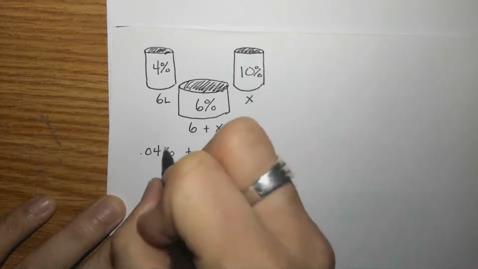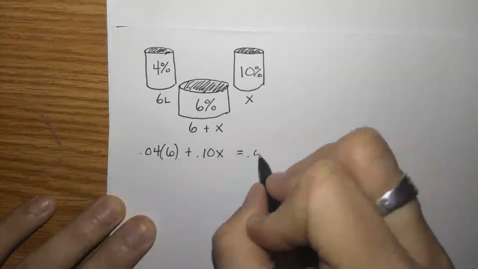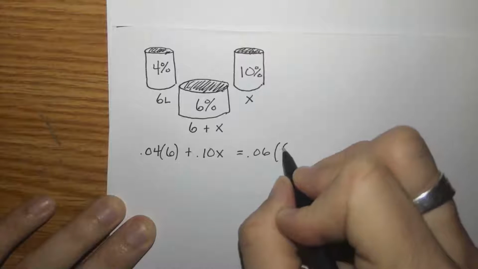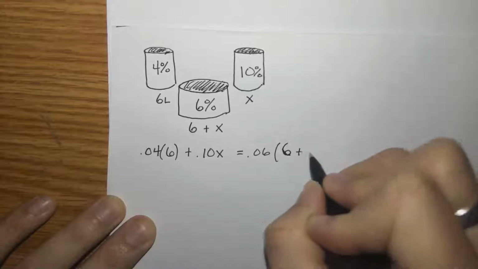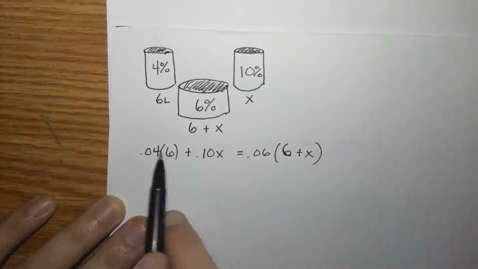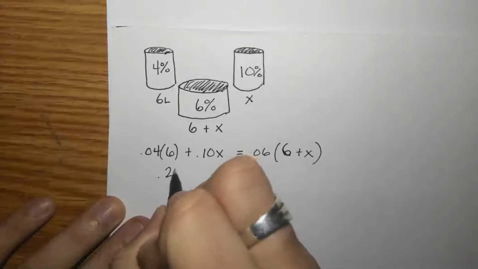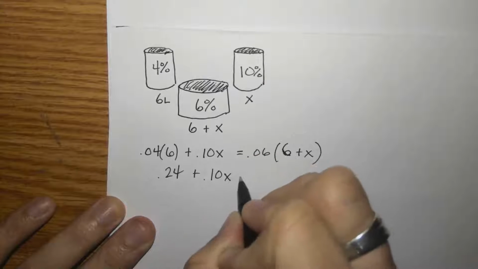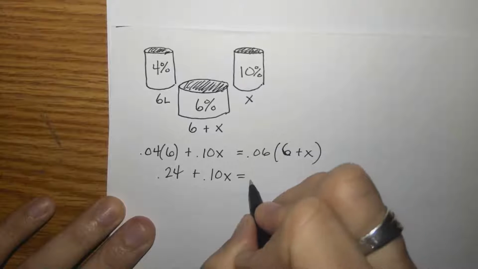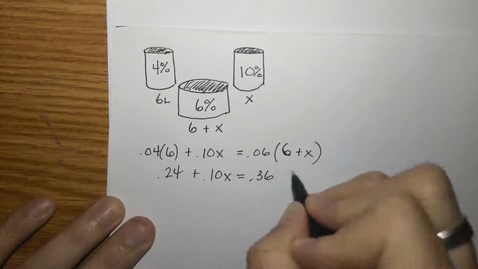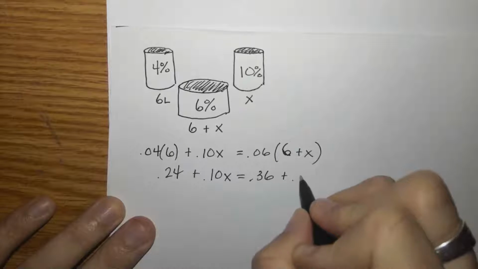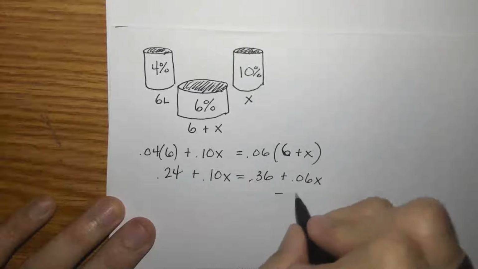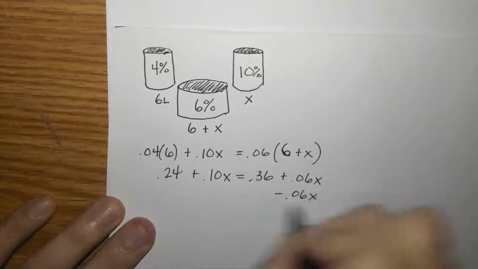0.06 and 6 plus x. Okay. So now I can multiply this. We get 0.24 and then plus 0.10x. And then we're going to distribute this 0.06. This gives us a 0.36. And this is plus 0.06x. Now I want to subtract this 0.06x on this side.